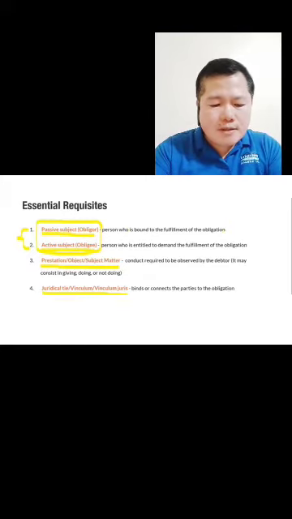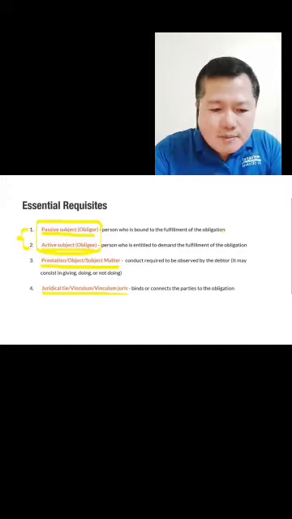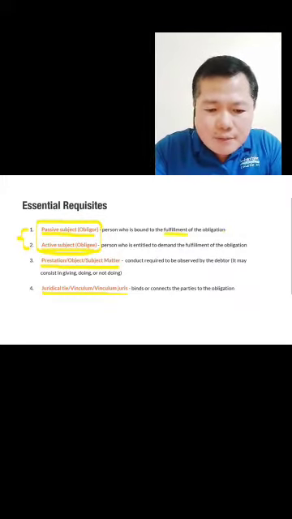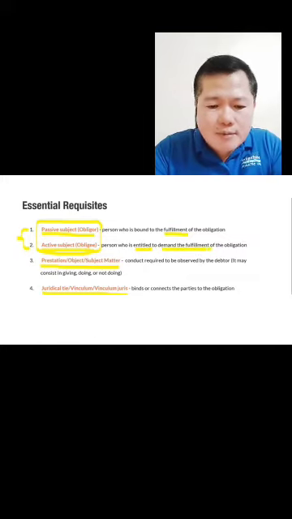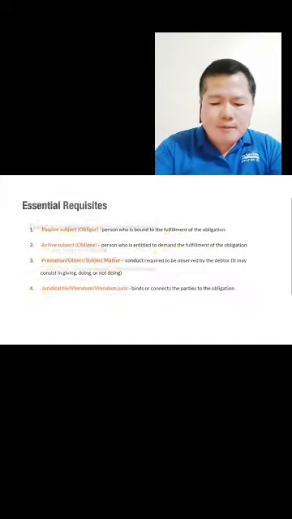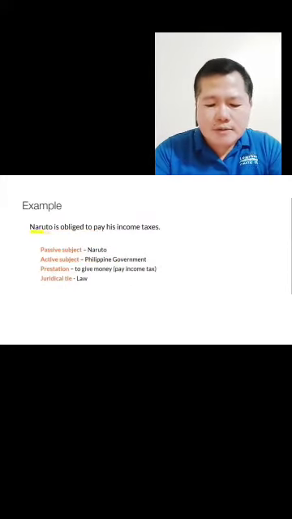So let's start with passive subject. Okay, so passive subject or obligor refers to the person who is bound to the fulfillment of the obligation. Number 2 is the active subject or obligee, the person who is entitled to demand the fulfillment of the obligation.